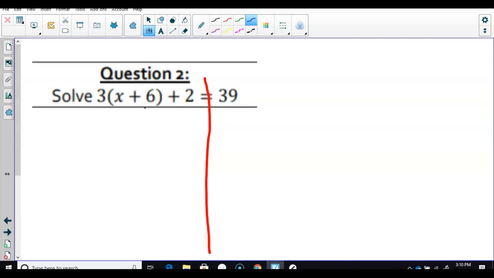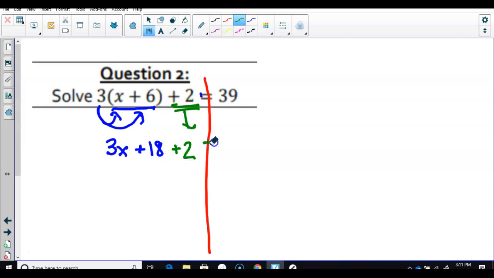The first thing I want to deal with is this 3 times the quantity x plus 6. I need to distribute this into the parentheses, which means I'm going to multiply. So that's 3 times x, which is 3x, and 3 times 6, which is 18. It's important to remember you do not distribute it to something that's outside of the parentheses. So that plus 2, I'm not going to deal with that. I'm going to bring that down and stay nice and organized.